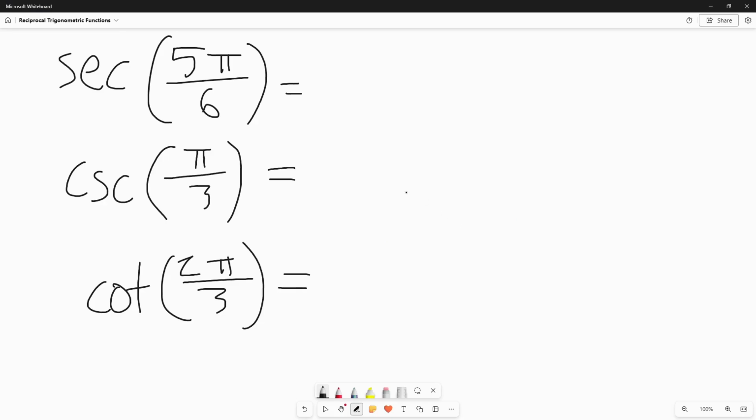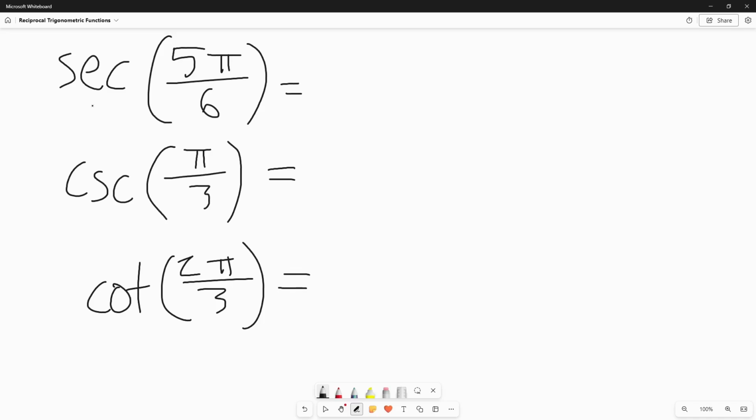And if you don't know how to solve these problems, like if we pretend secant was cosine instead of 5 pi over 6, if you don't know how to do that, then I would recommend go watching our video on the unit circle, because it explains how to do these types of problems, but with sine instead of the reciprocals.